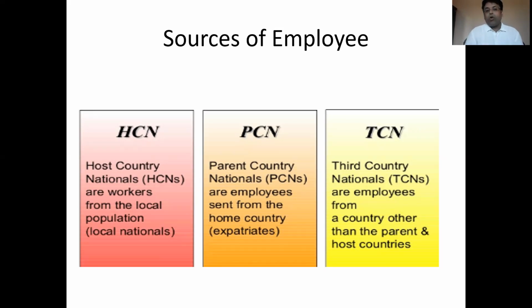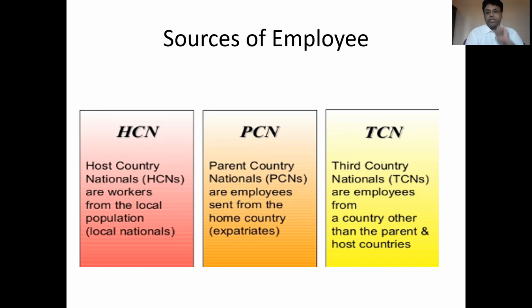There are very common popular terms in human resource management, especially international human resource management, called HCN, PCN, and TCN. Let us understand what these terms actually stand for. Number one is HCN, host country nationals. These are the workers from the local population. PCN, parent country nationals, are the employees sent from the parent country. These people are also called expatriates or expats. TCN, third country nationals, are the employees from a country other than the parent country and host country.